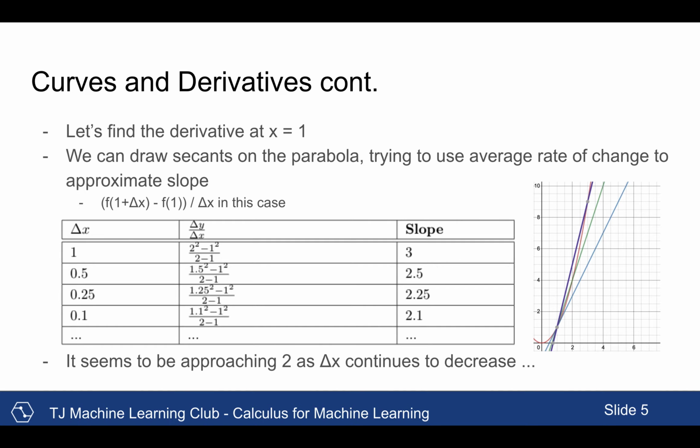When we get it to 0.001, that gives us a slope of 2.001. So this slope does appear to be approaching 2 as delta x continues to decrease. Also, we could make a note here that the purple line is when delta x is 1, and the blue line is actually right at the tangent of the parabola at x equals 1. So we can see that from the purple line to the green line, it's starting to bend closer to that line.